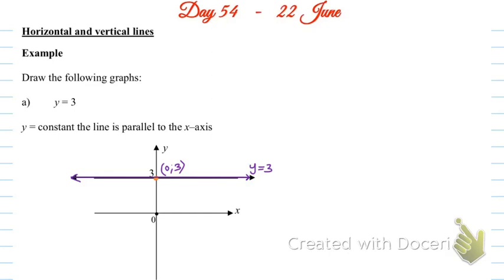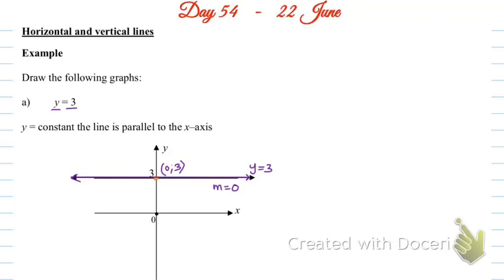Okay, so this is what a graph looks like when it's y is equal to a number. The gradient of this line will be 0. Remember, gradient is about the steepness of the line. This line is not steep at all. It's 0 steep. So that is why I'll have m is equal to 0.